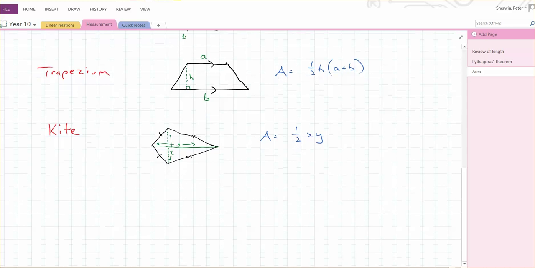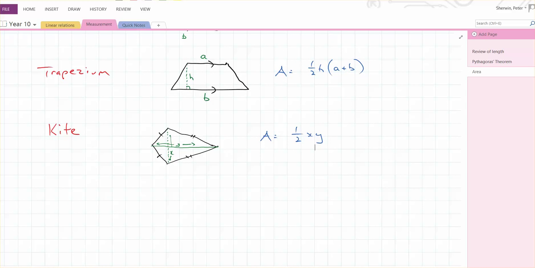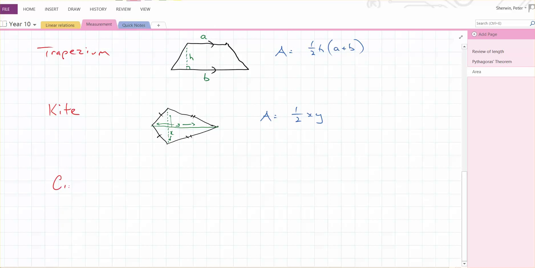Almost there. We're going to cover the circle. What do we need for the circle? We need to know what the radius is. And if we do, we're in business. The area of the circle is just pi r squared. Pi times the square of the radius.